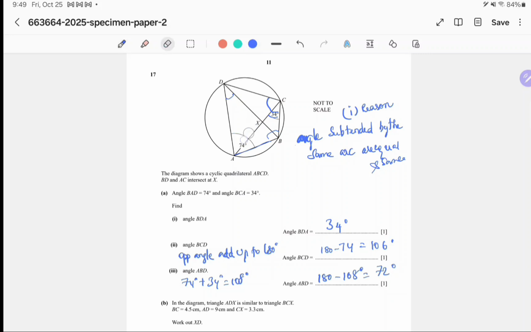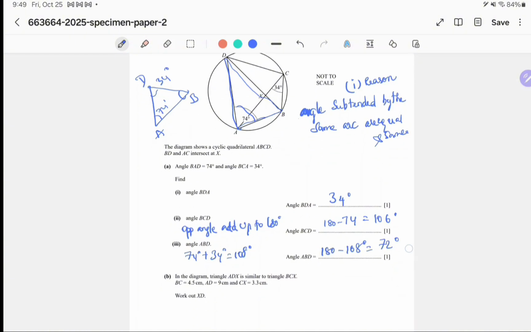Okay, angle ABD, this part. This is 74. I will draw here if you want. This is 74. Okay, we calculated this one is 34. So they are asking this angle. This is D, this is A, this is B.